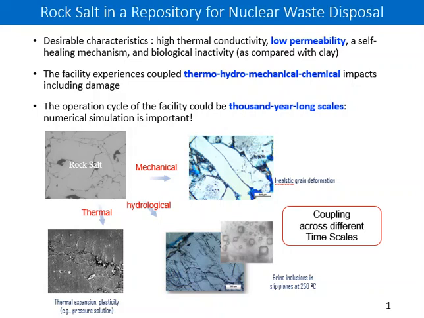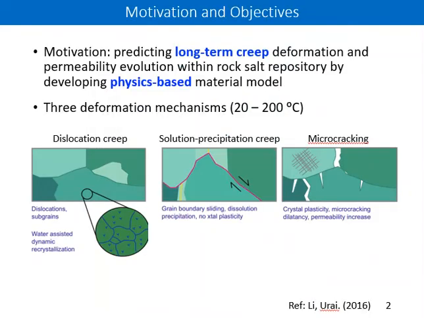The goal of this study is to build a material model to predict the long-term creep behavior of underground polycrystalline rock salt. The total deformation of polycrystalline rock salt includes three parts. The dislocation creep occurs in the form of dislocation glide and dislocation climb along the slip systems of rock salt.